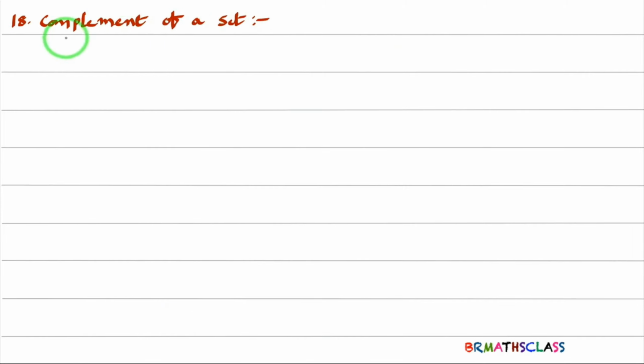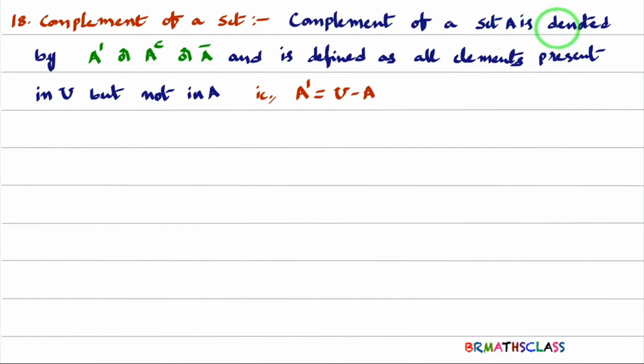Complement of a set. What is the definition of complement of a set? Complement of a set A is denoted by A dash or A power C, A bar. Generally, complement of set A is denoted by A dash. And it is defined as all the elements present in universal set U but not in A. Try to understand, A dash is all the elements present in universal set but not in A.